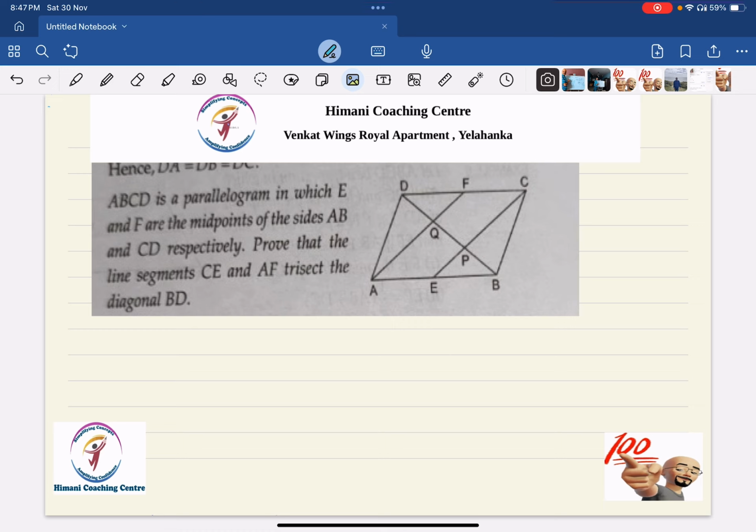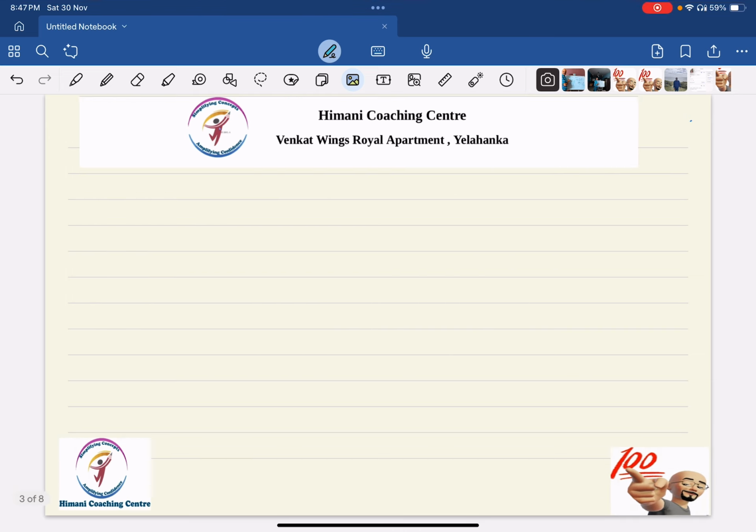Today we are going to discuss the quadrilateral chapter from class 9 for both CBSE as well as ICSE students, and we are going to talk about the midpoint theorem. Before we get into the questions, a quick recap of what the midpoint theorem is.